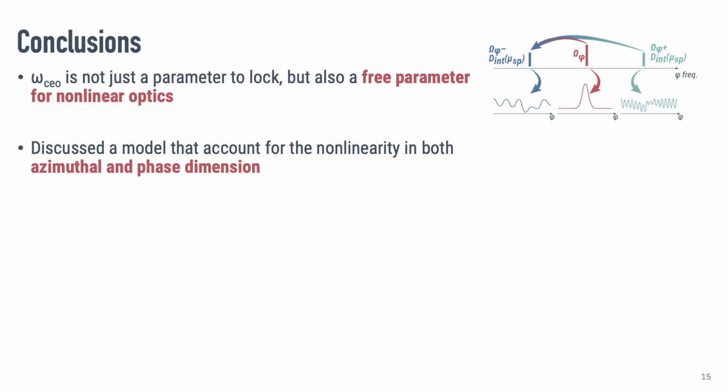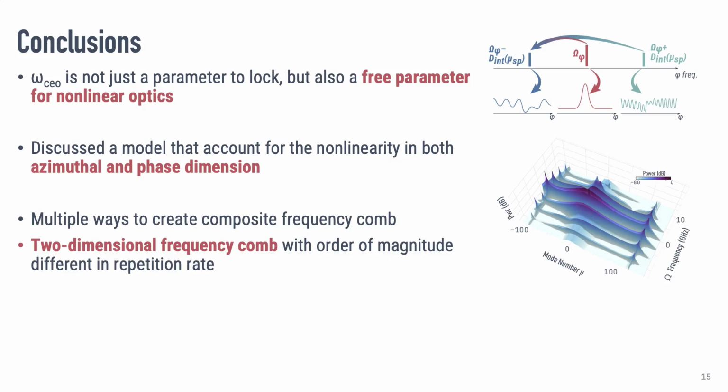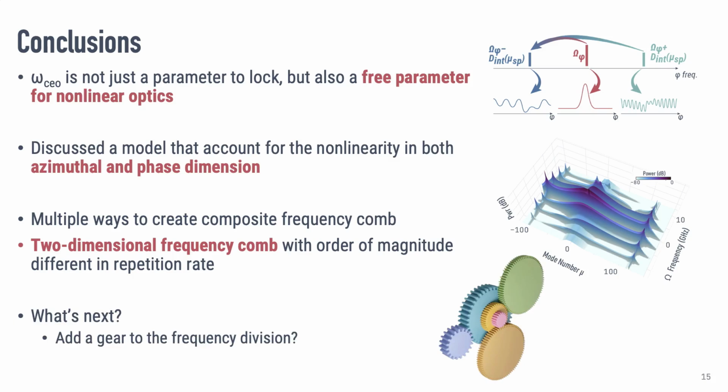That's still something that we're working on, to actually show the copolarity can work. I showed you multiple ways to create a composite frequency comb, and that you can actually cascade nonlinearity in this phase velocity dimension to create a two-dimensional frequency comb. So what's next? There's a lot of things we're hoping to do with that, and in particular, the kind of gear that I showed you in the first slide that I stole from Scott Diddams: can we actually introduce another gear using this other frequency repetition rate?